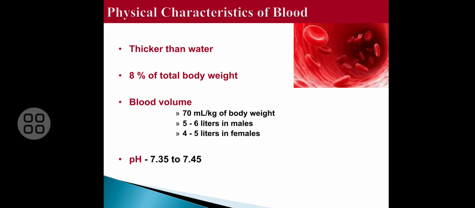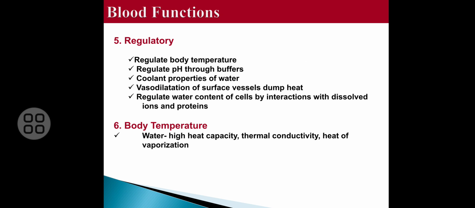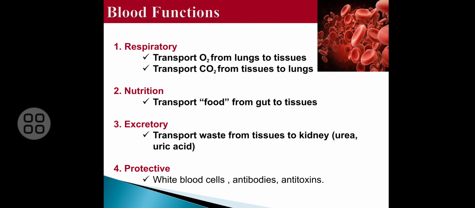Physical characteristics of blood: it is thicker than water and it makes up 8% of total body weight. Blood volume for males is 5 to 6 liters and for females is 4 to 5 liters. The pH of blood is 7.35 to 7.45. The functions of blood are respiratory function, nutritive function, excretory function, protective function, regulatory function and regulating the body temperature.